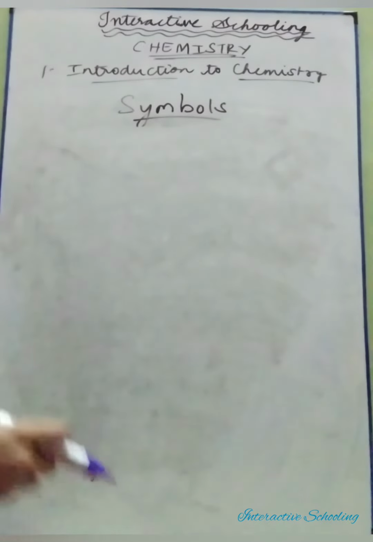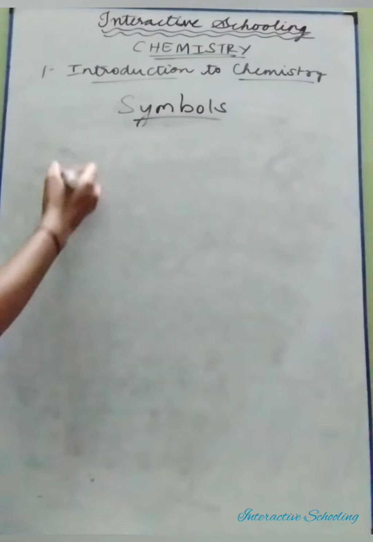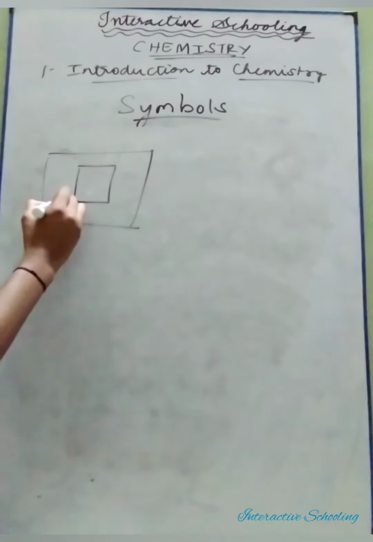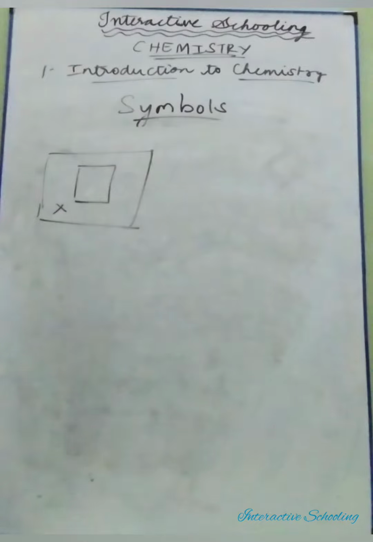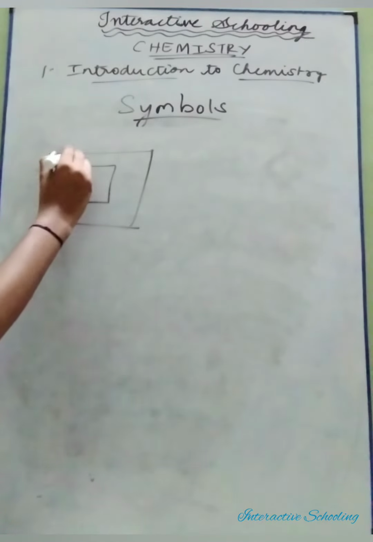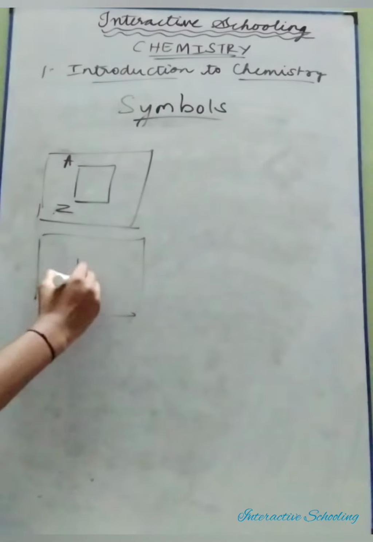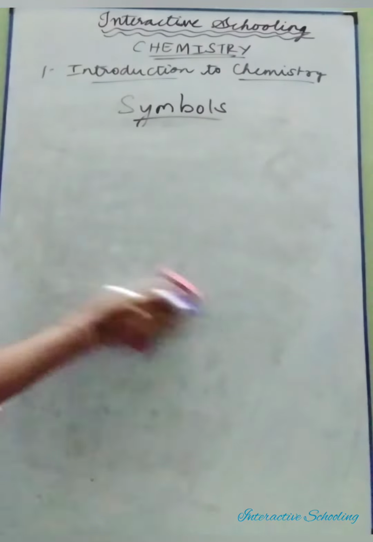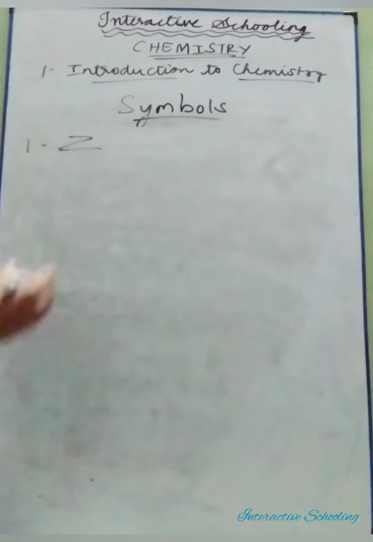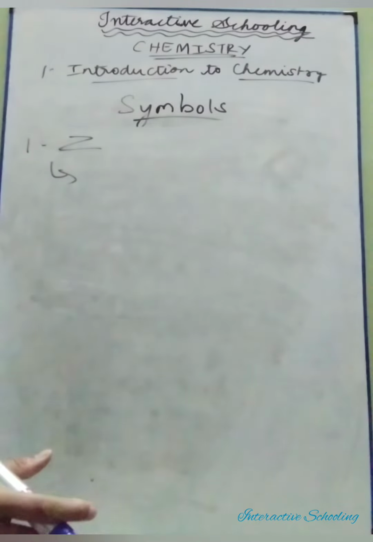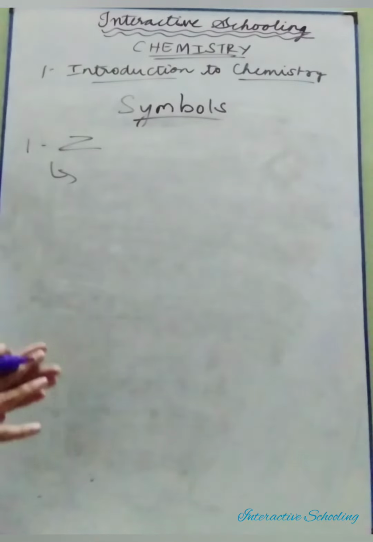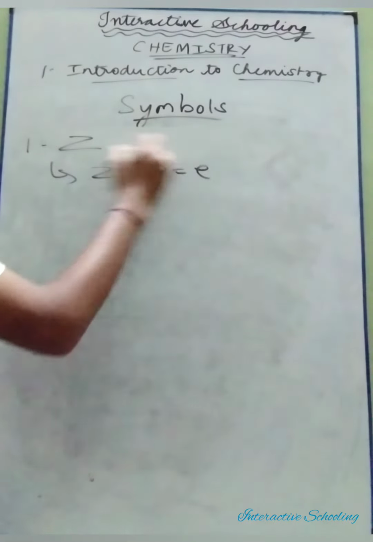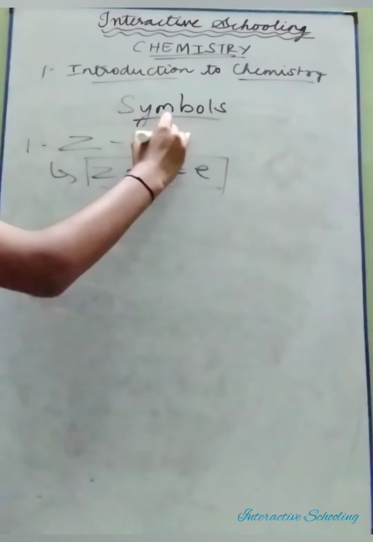A symbol can convey so many pieces of information actually, but the general one that we use is, let's say this is the element, okay? We denote the atomic number and the mass number, either like this or like this. So what is the atomic number and what is the mass number? Atomic number indicates the number of protons in the nucleus or the number of electrons in the electrically neutral atom. So Z is equal to P is equal to E. This is a very important formula. This is atomic number.